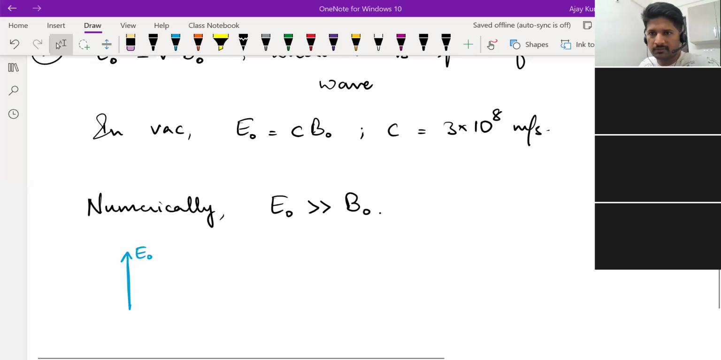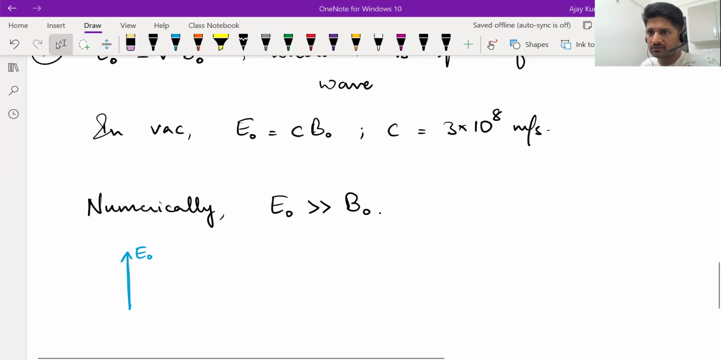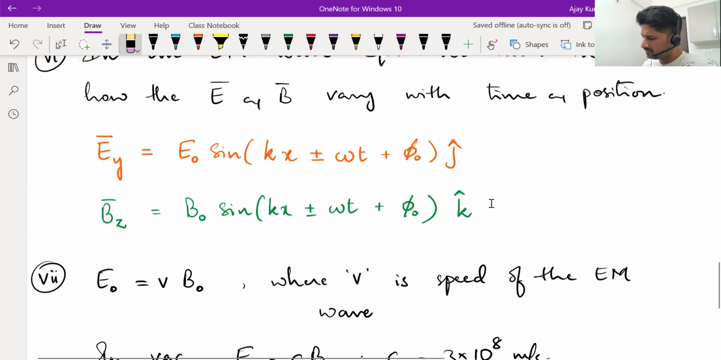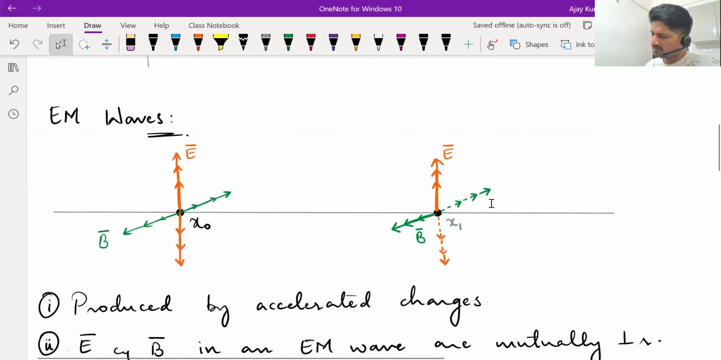Because the numerical value of electric field is so high compared to the numerical value of magnetic field, we usually represent only the electric field of an EM wave while drawing. Actually, what I have drawn here is meaningless. If this is the electric field, I can't even show how small the magnetic field is in a diagram like this. But just for you to be able to understand, I have drawn it like this.